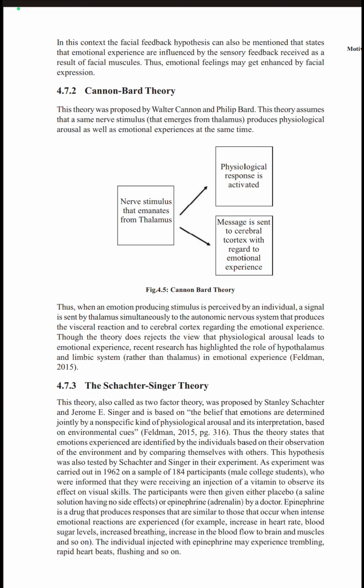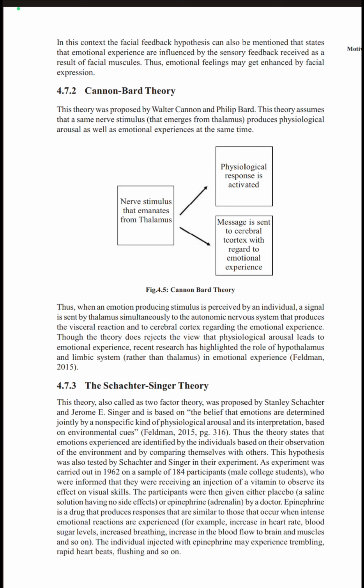So when an emotion producing stimulus is perceived by an individual, so when some kind of circumstance happens that should provoke an emotion inside you, a signal is sent by the thalamus simultaneously to your autonomic nervous system. And what is the autonomic nervous system? The autonomic nervous system is that nervous system which takes involuntary actions, which is responsible for your sudden, unthought actions, like actions that you haven't thought about previously. They happen very suddenly. So those actions are related to your autonomic nervous system.